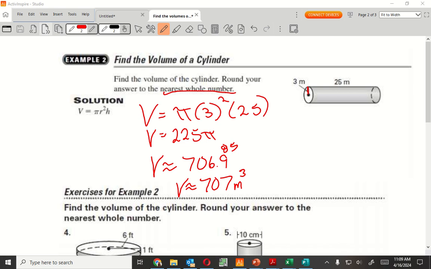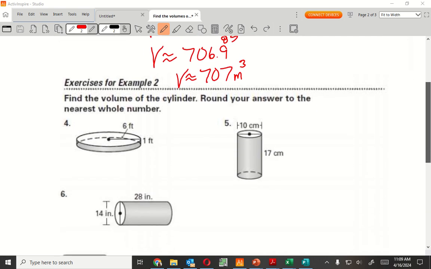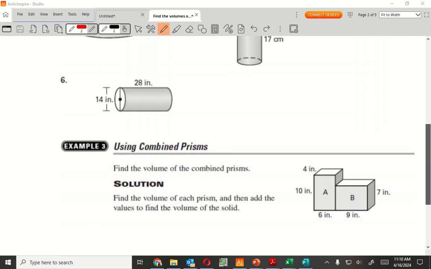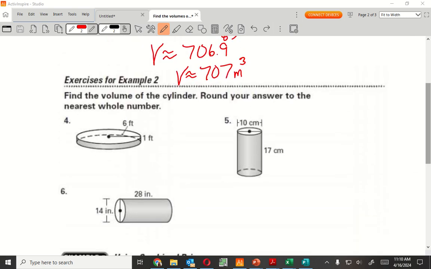All right, let's go ahead and try some of these out. So we have these, and then this last one right here, which is composite shapes. So let's try these out. And 5 and 6, you got to pay close attention to. It's easy. Yes, it is.